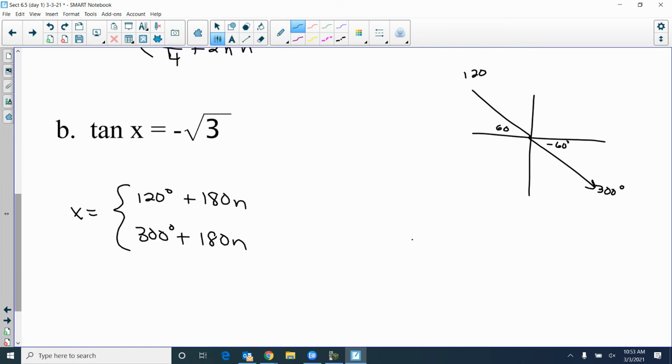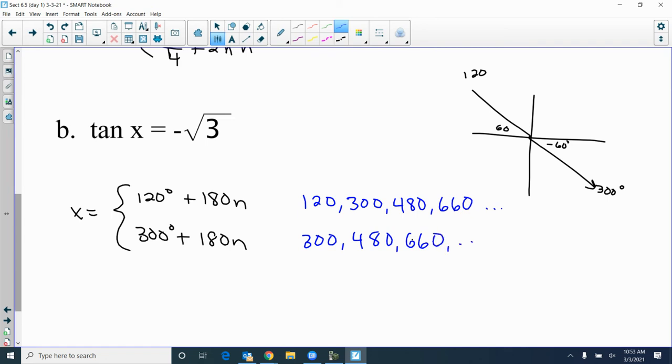This starts at 120. What would be the next angle? 300. What would be the next angle? 480. The next ones would be 660, right? What would be the first angle here? 300 would be the second angle. 480, what would be the third angle? All right, so what did you just see? They're exactly the same, right?